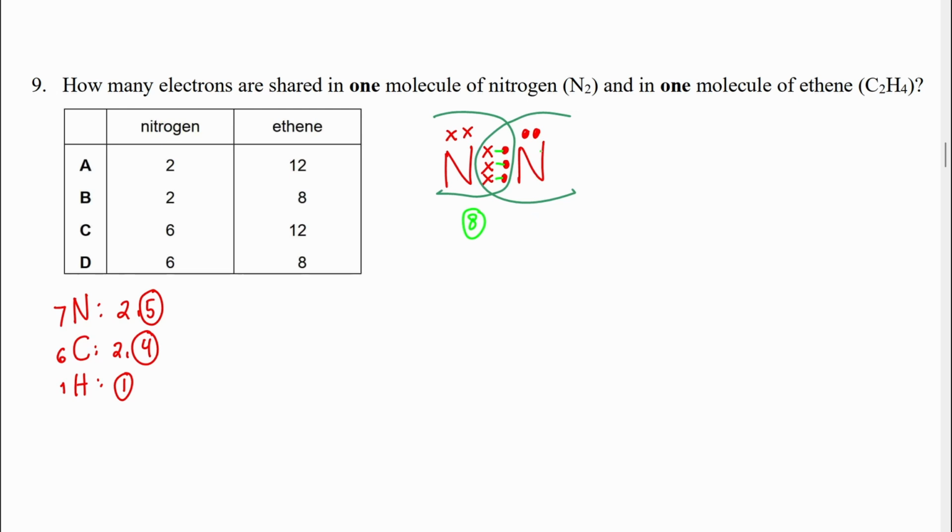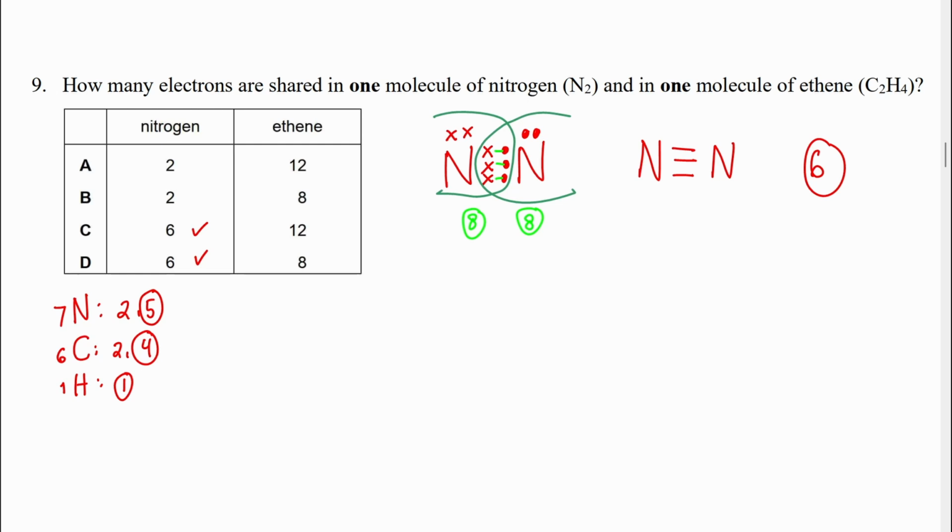The same thing with this nitrogen at the right side, 5, 6, 7, and 8. So from here, I know that nitrogen has a triple covalent bond, right? And how many electrons are shared together in N2? The total number of electrons shared is 6 electrons. So I'm going to lock my answer between C or D.